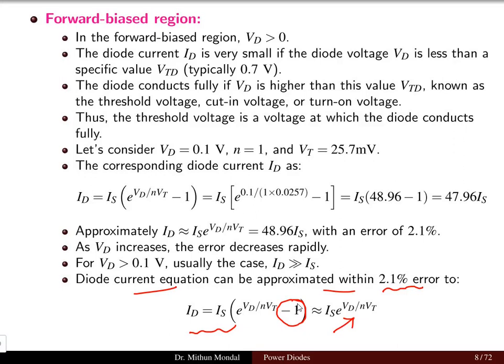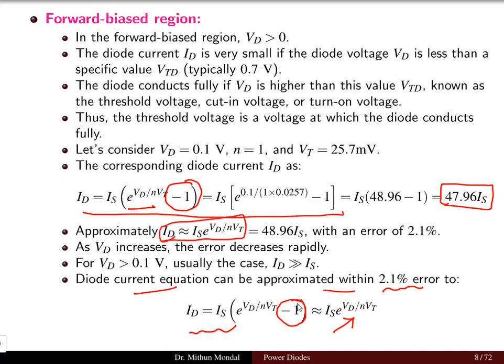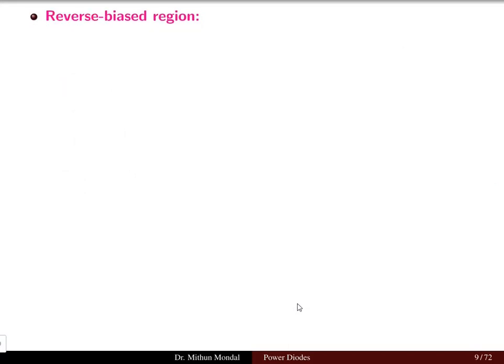So in the first equation, in the Shockley equation, we have put the -1 also and we get 47.96. But in the second equation, we have removed this one term and we are getting 48.96. So if you are not taking this 1, then you will get a very small error, that is 2.1%.